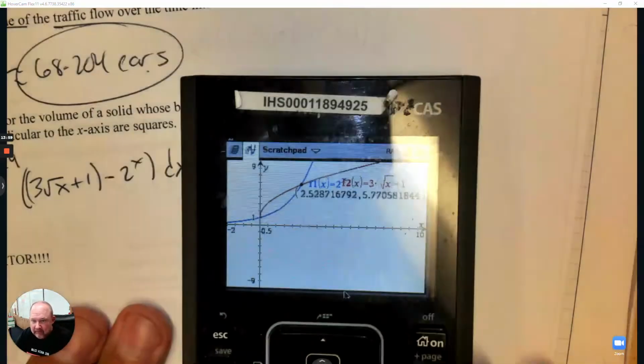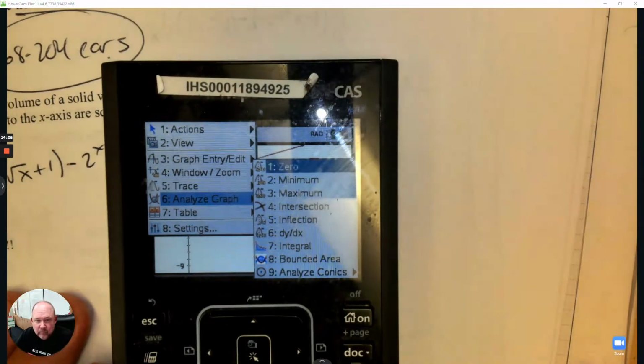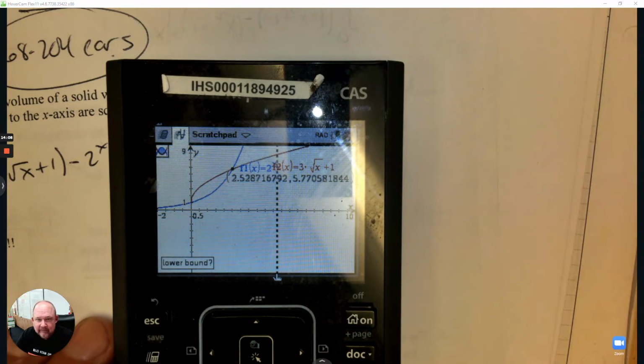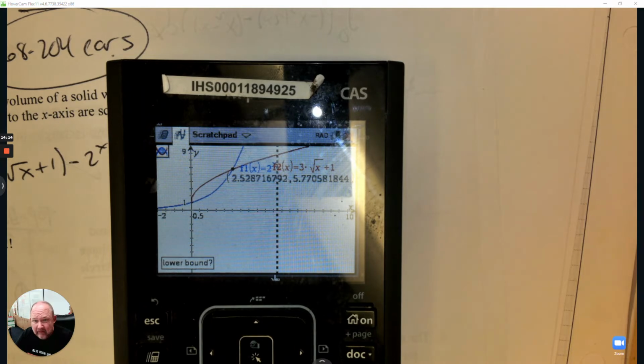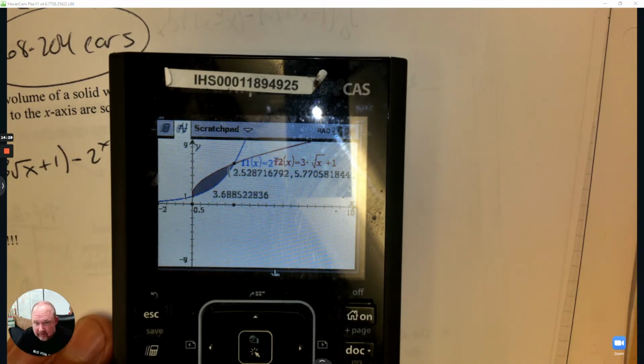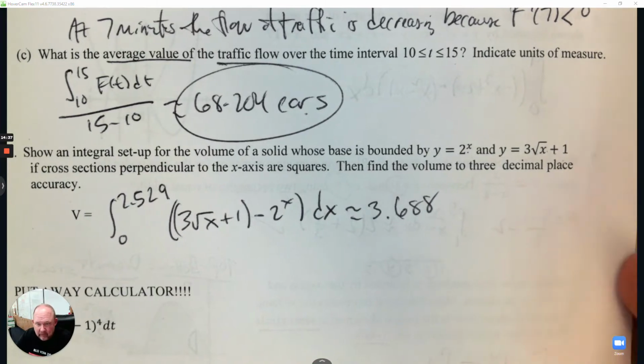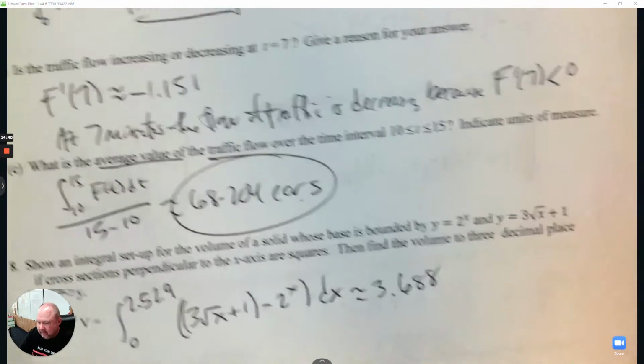Now you could actually do it right off the graph. So if I go menu, I go analyze. If I go bounded area, I can go to the left. I can actually type it in. So I can type in 0, enter, and then the upper bound, I can type in 2.529. So just type it in, enter, and then it will give you that shaded area. So the answer is right there, 3.688. You can truncate. And it's done. Some calculator work. All right, put away the calculator. Done. No more calculator. I don't want it anyways.